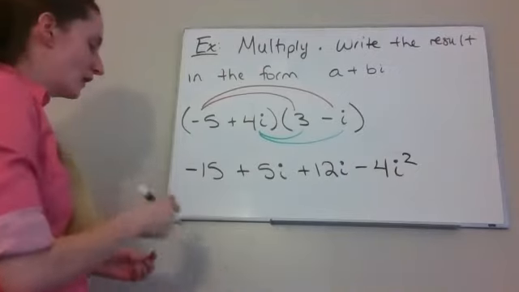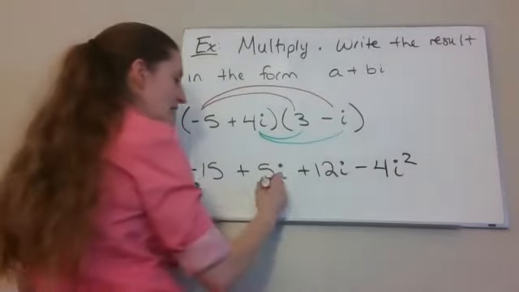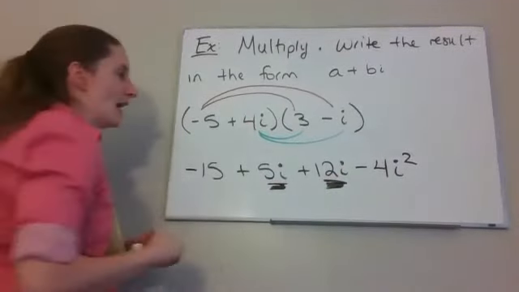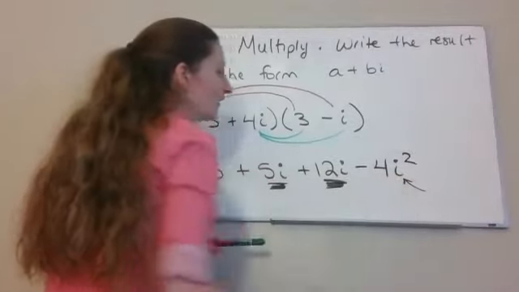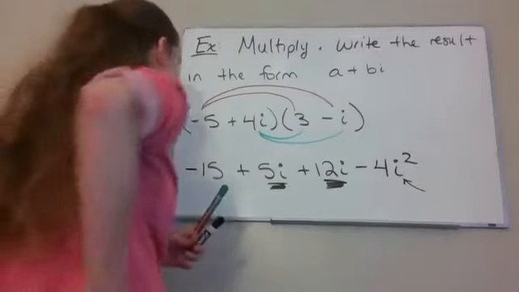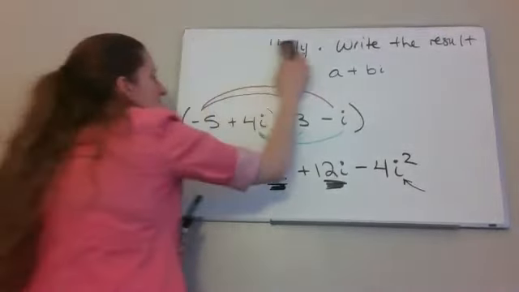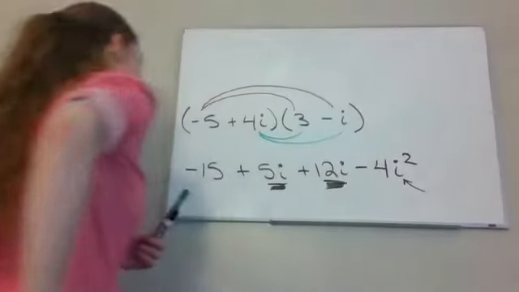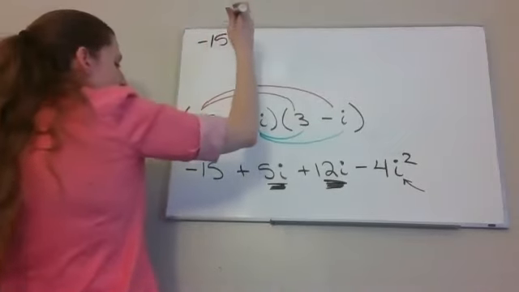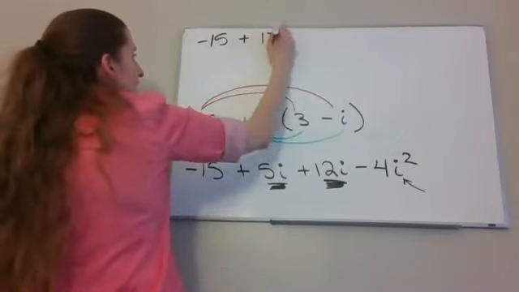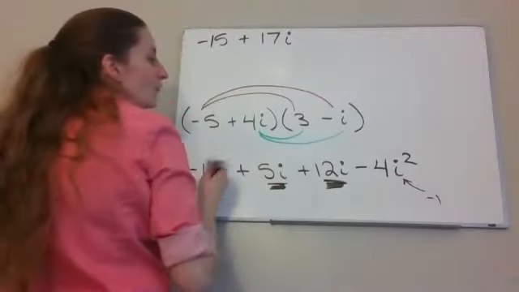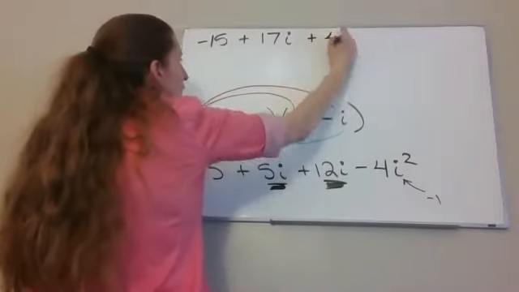First thing I notice is I can combine this 5i and that 12i together because they're like terms. And I know what i squared is. i squared is -1, so I can simplify that part over there too. So when I do that, we're going to have our -15. 5i plus 12i is 17i. And I said i squared is -1. -4 times -1 makes it +4.